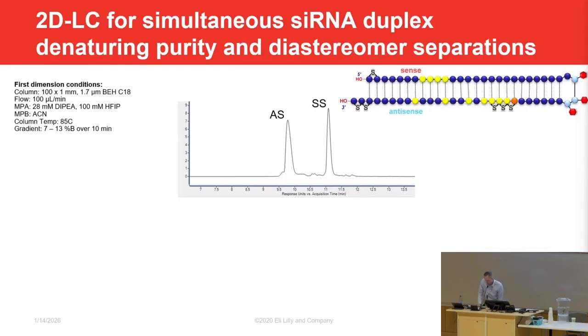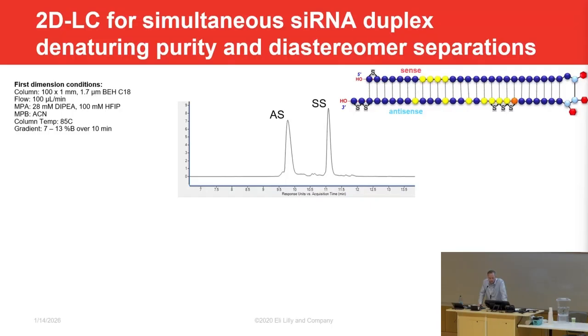So the final application then, and it's still work in progress, is that we're trying to couple our impurity method in the first dimension with a diastereomer separation in the second dimension. As I mentioned in the intro, diastereomers are present whenever you have this phosphorothioate linkage, these PS bonds. They're very common in therapeutic oligonucleotides because they increase the resistance of DNA or RNA to nuclease activity in vivo. So if you inject a non-modified oligo, or at least one with no PS bonds, in the body, it'll get degraded right away.